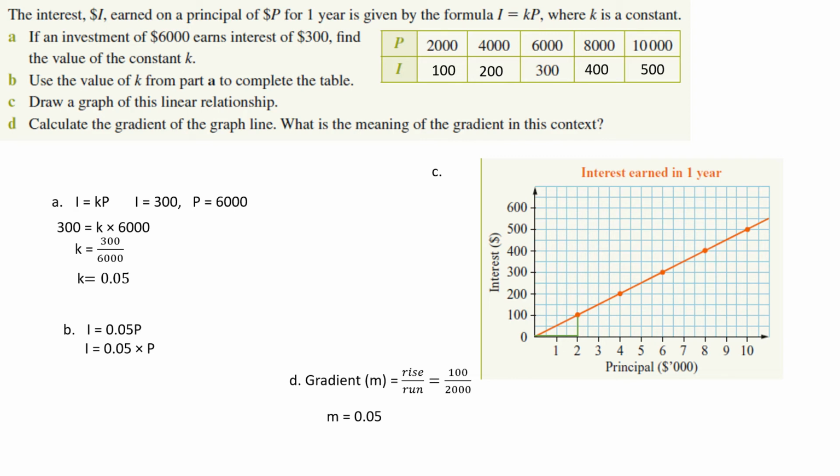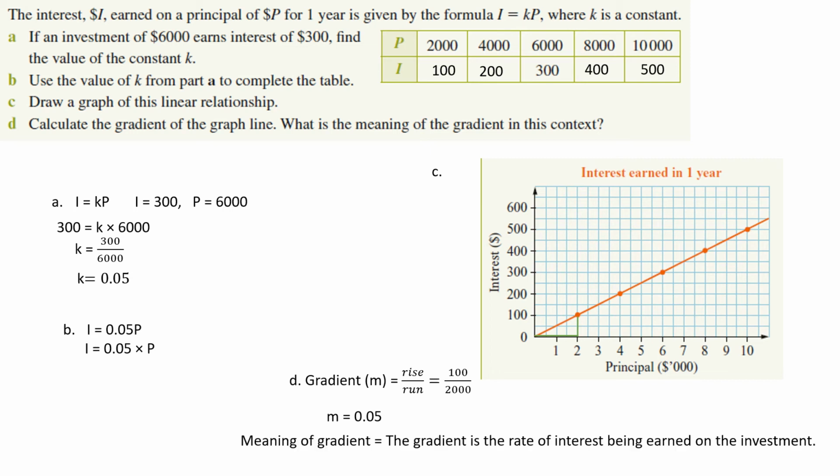Now you should see here that the gradient M also equals what K equaled. It's because the relationship between principal and interest is a linear relationship. Like we spoke about in 12D, K is like the gradient. The formula y equals kx is the same as y equals mx. And the meaning of this gradient is the rate of interest being earned on the investment. So 5% interest is earned on this investment.